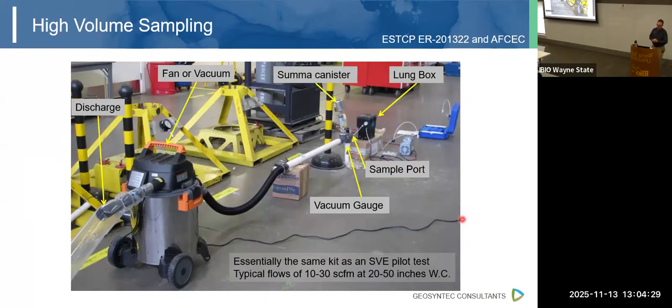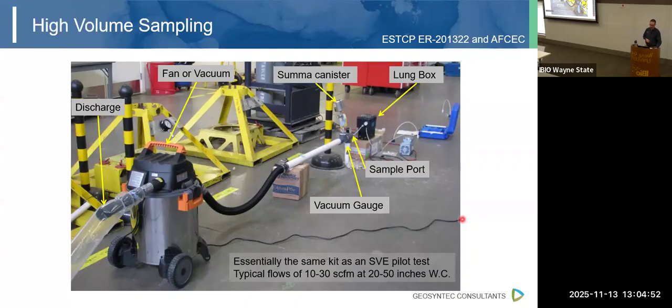The other technology that we have employed is high volume sampling. So this is kind of getting around the problem of spatial variability. Instead of collecting a conventional soil gas sample, which is about 1 liter from a specific point, what if we collected tens of thousands of liters and drew in from a wider area?